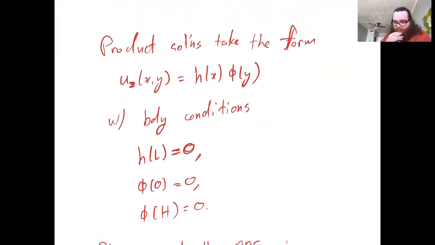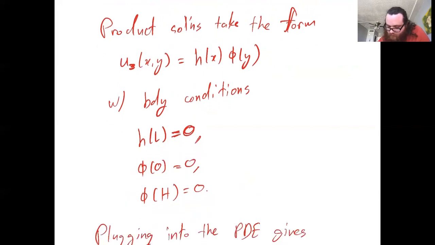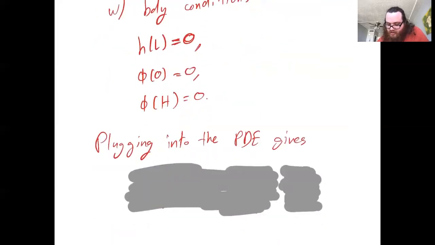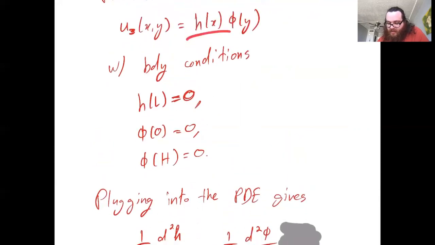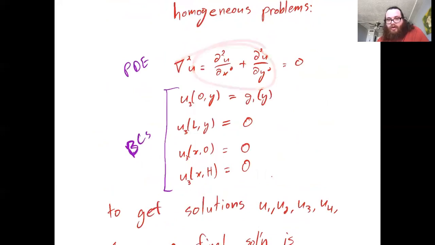No, the y boundary conditions. But anyways, these are 0. Okay. So plugging the separated solution into the PDE, what does that give us? Well, take two derivatives in h and phi. So going back up, right? This is the PDE we're working with.